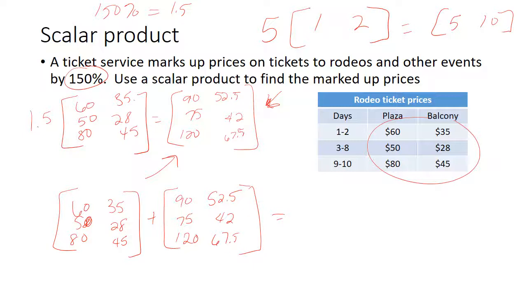So the ticket prices, if you were wanting to go to this rodeo, you would end up spending $150 the first day or second day if you wanted in the plaza, $125 if you were going the third to the 8th day, $200 if you're going the 9th to the 10th day, closing days. Your balcony prices would be $87.50, $70, and $112.50.